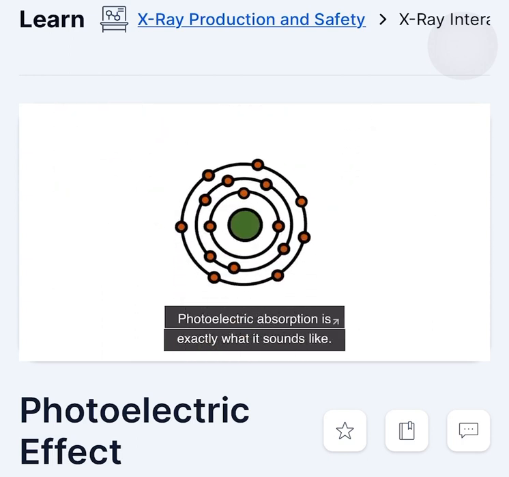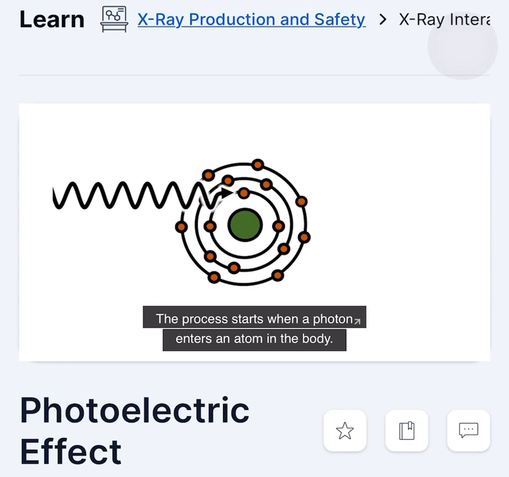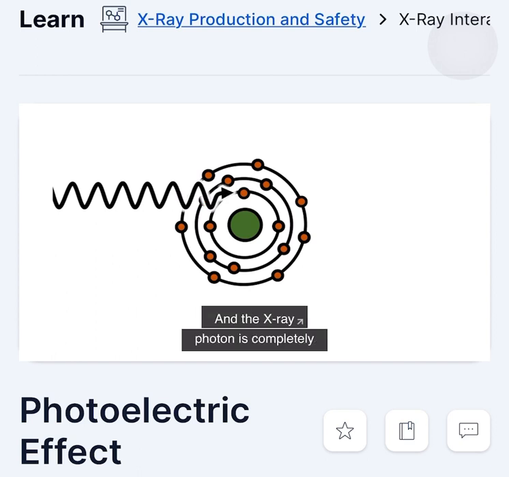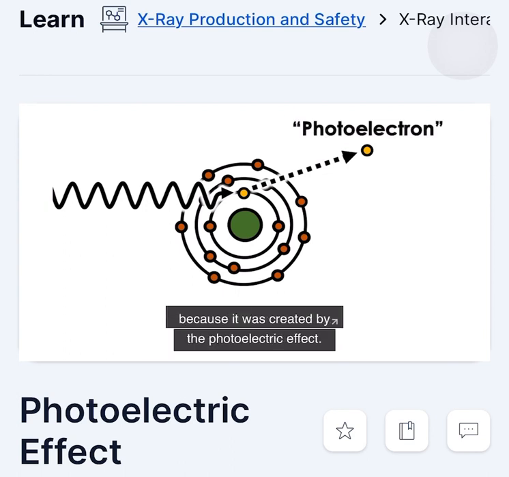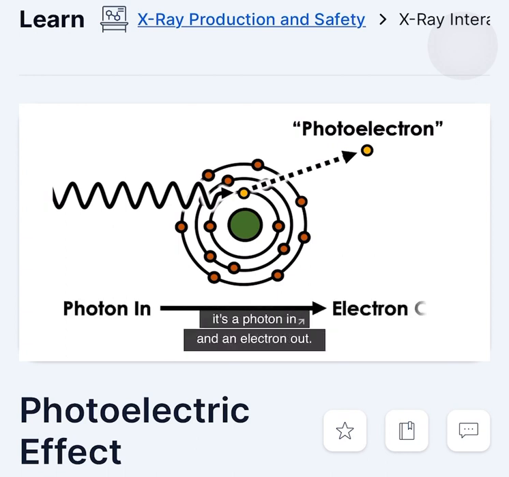Photoelectric absorption is exactly what it sounds like. If you understand the name, you will understand what it is. The process starts when a photon enters an atom in the body, and the X-ray photon is completely absorbed by an inner shell electron. This results in the electron being knocked out of its orbit, which we call ionization. The ejected electron is commonly called a photoelectron because it was created by the photoelectric effect. So to summarize this whole process, just remember, it's a photon in and an electron out.